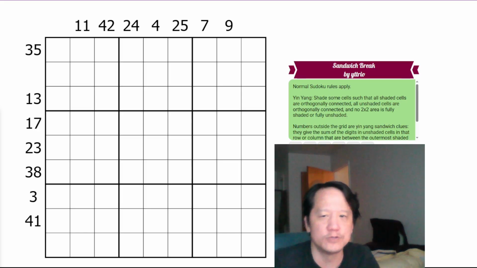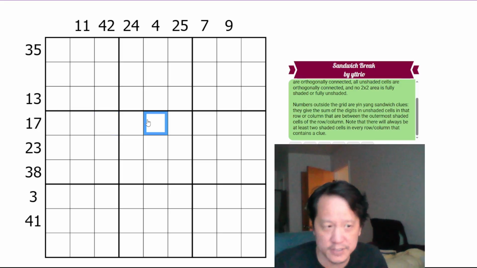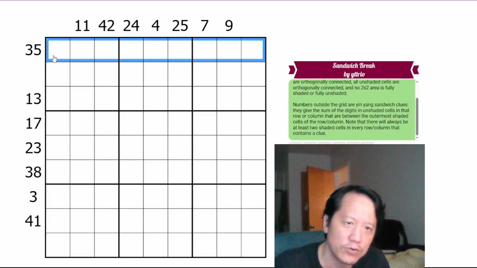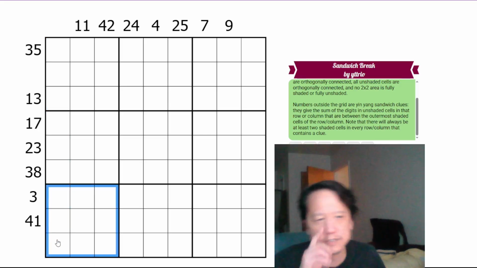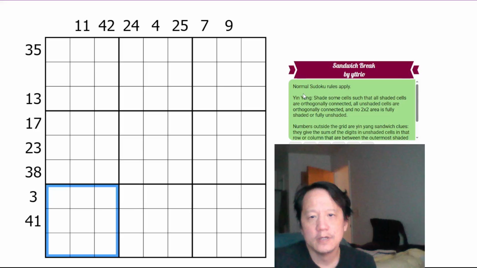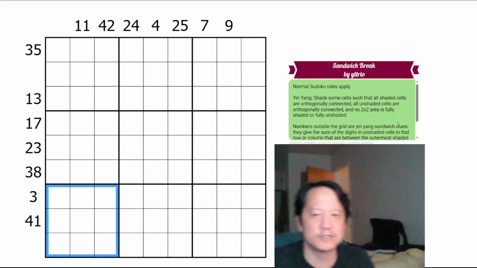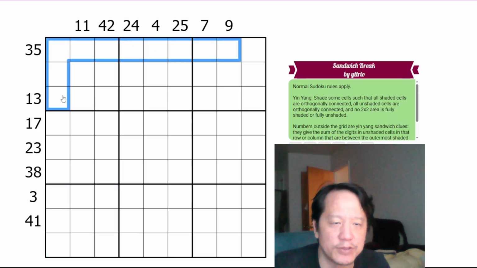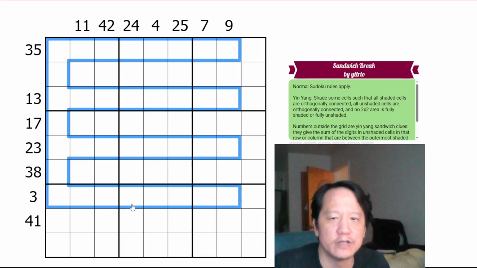Normal Sudoku rules apply, which means in every cell in the grid, place a single digit such that every row, column, and designated 9-cell region contains the digits 1 through 9 exactly once each. We have yin-yang shading, where we need to shade some cells such that all shaded cells are orthogonally connected, all unshaded cells are orthogonally connected, and no 2x2 area is fully shaded or fully unshaded.